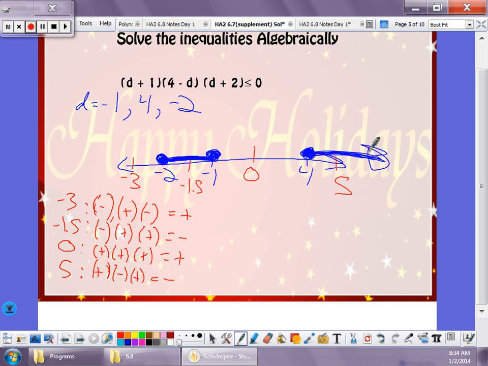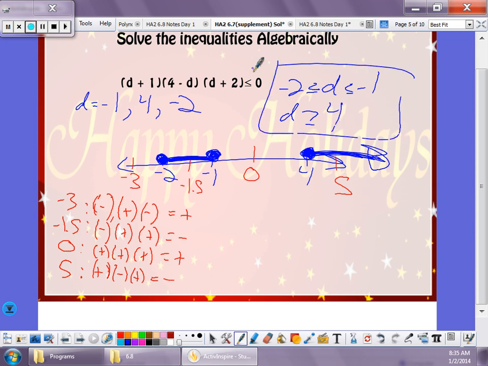All right, if this doesn't work for you, you can plug in all these numbers and get a number value. And you'd get the same thing. Once you're here, you would just write out your final answer. So it would be -2 is less than or equal to D, is less than or equal to -1, and D is greater than or equal to 4. And that would be your final answer. All right, so that's all we're going to talk about with this for today. We'll do a little more tomorrow.